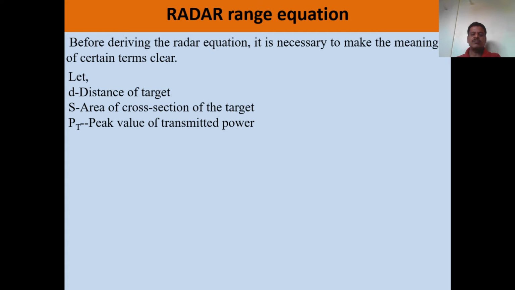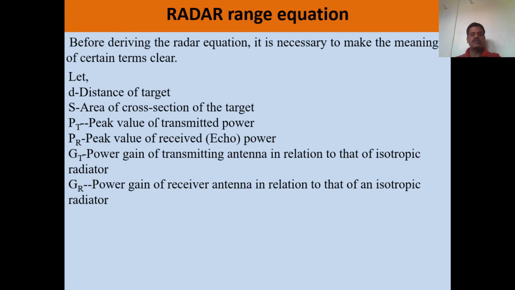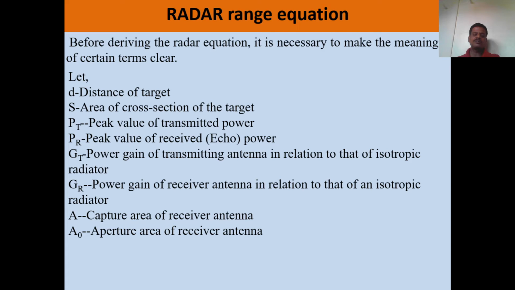The power which is transmitted by the transmitter is represented by PT, and the echo power received by the receiver is represented by PR. Then the power gain of transmitting antenna in relation with the isotropic radiation is represented by GT. Then the power gain of receiving antenna is represented by GR, and the capture area of the receiver is represented by A, and A0 is the aperture area of the receiving antenna.